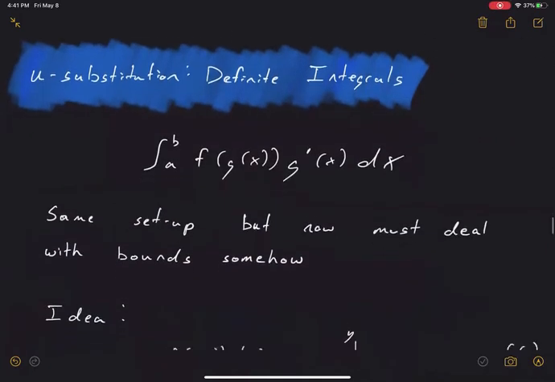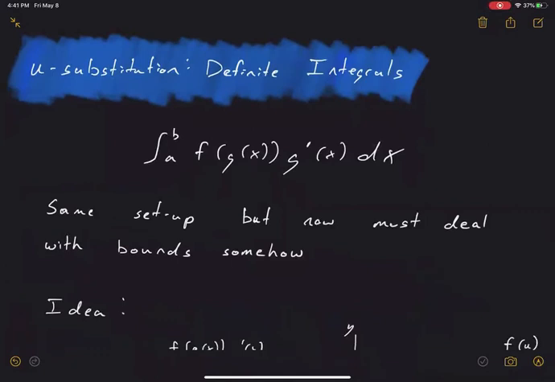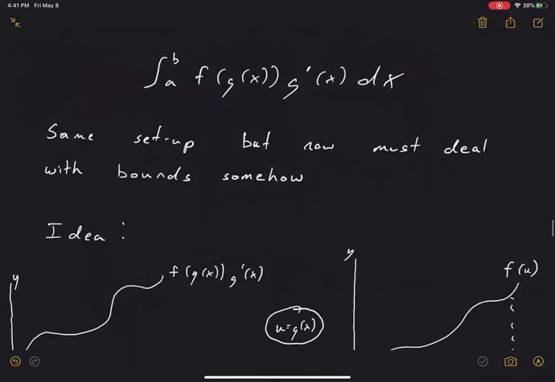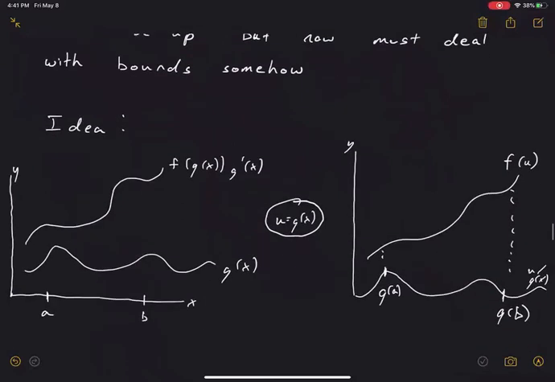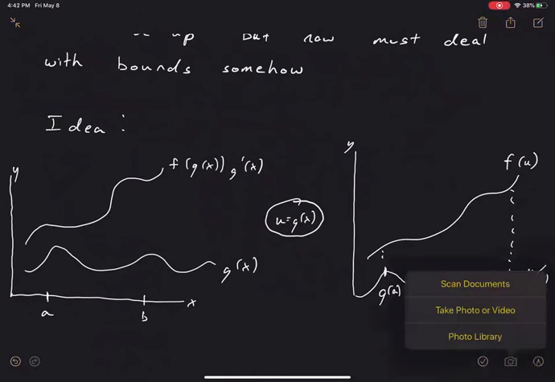So we have the same setup. We have an integral, and this time we have bounds from a to b. We have the integral from a to b of f of g of x times g prime of x. So here's kind of an idea. This is kind of how I think about these u substitutions.